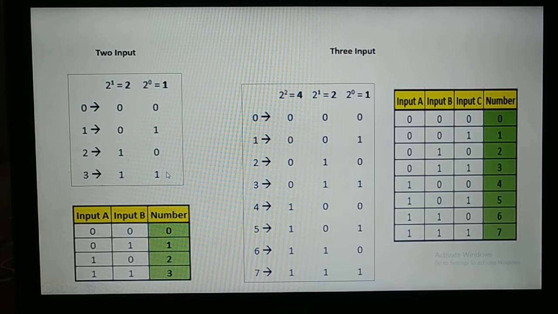The last one is 1 1. So this is also active, so 1 will come here. This is also active, so 2 will also come here. So 2 plus 1 is equal to 3. You get it? You will get it. I'll just explain that with 3 inputs, then you'll get it precisely. So that's why it is 0 0, 0 1, 1 0, 1 1.